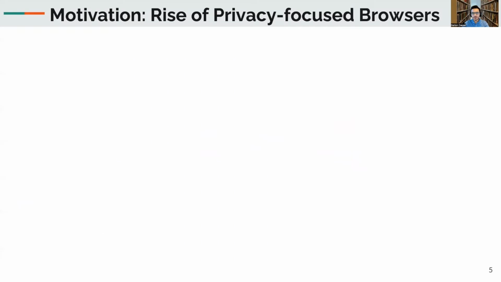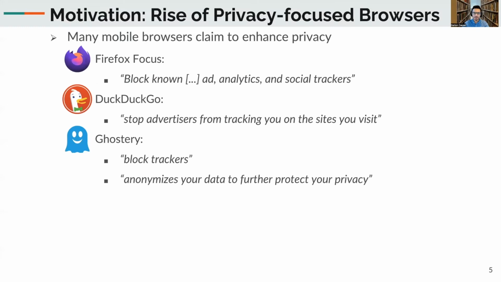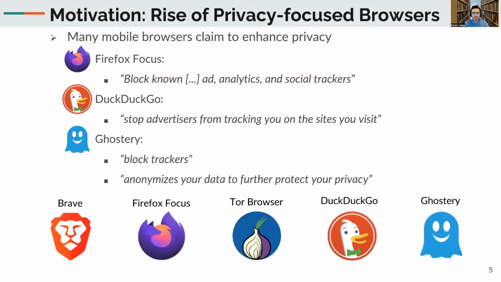Our final piece of motivation for this work was the rise of privacy-focused browsers. What we found on the Android marketplace is that there were many mobile browsers that were claiming to be able to enhance users' privacy in one way or another. For example, Firefox Focus claims to be able to block known ad analytics and social trackers. DuckDuckGo claims to be able to stop advertisers from tracking you on the sites you visit. Ghostery claims to be able to block trackers and anonymize your data to further protect your privacy. In total, we gathered 5 browsers making such claims that had more than 1 million downloads each. That's Brave, Firefox Focus, the Tor browser, DuckDuckGo, and Ghostery.